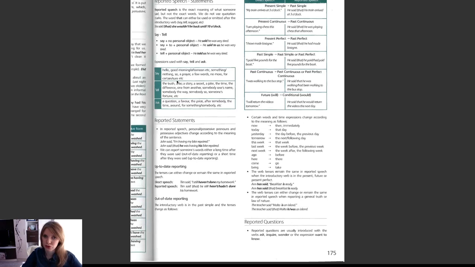With the verb tell, we use the following words and word combinations. Tell the truth, tell a lie, tell a story, tell a secret, tell a joke, tell the time, tell the difference, tell from one another, tell somebody one's name, tell somebody the way, tell somebody so, tell someone's fortune, etc. With the verb ask, we use the following words and word combinations. Ask a question, ask a favor, ask the price, ask after somebody, ask the time, ask around, ask for something or somebody, and so on.